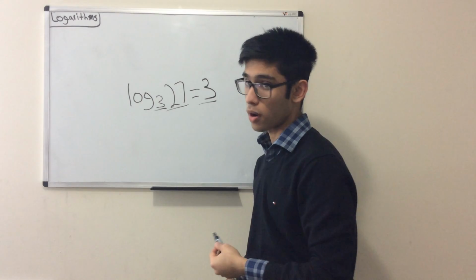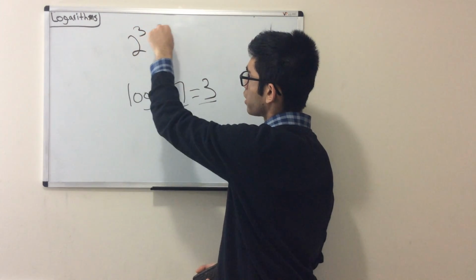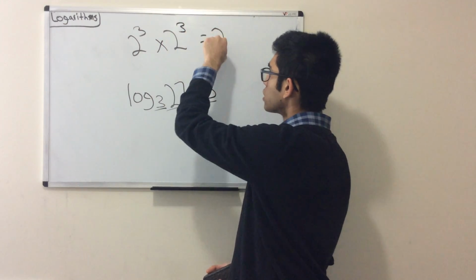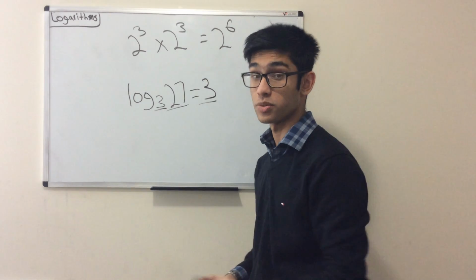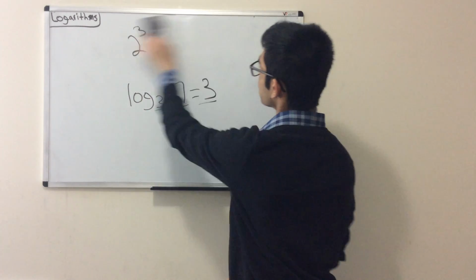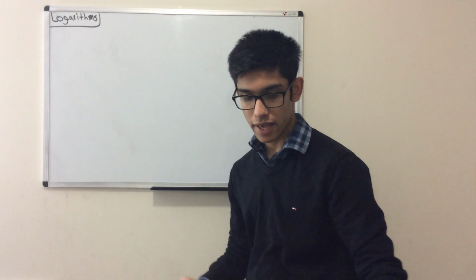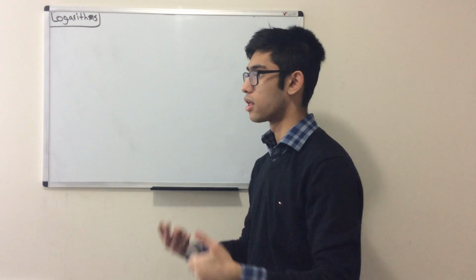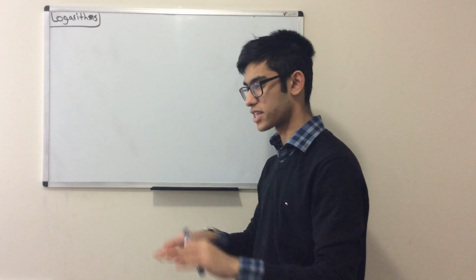Logarithms have their own set of properties. Remember exponential properties, right? So 2 to the power of 3 multiplied by 2 to the power of 3 equals 2 to the power of 6. Well, logarithms also have their own properties, which we'll look at in future videos. But for now, log, again, is another way of writing exponential equations. They're actually the inverse, so they're another way of expressing them.